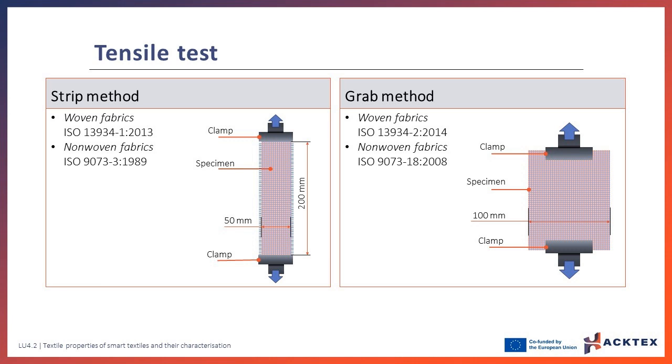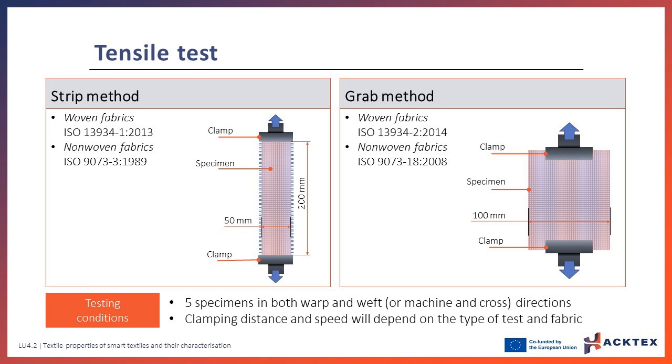The specimen has dimensions of 10 by 15 cm and the distance between clamps depends on the fabric type. In both cases, 5 specimens per direction must be tested, whereas the clamping distance and speed will depend on the type of test and fabric.